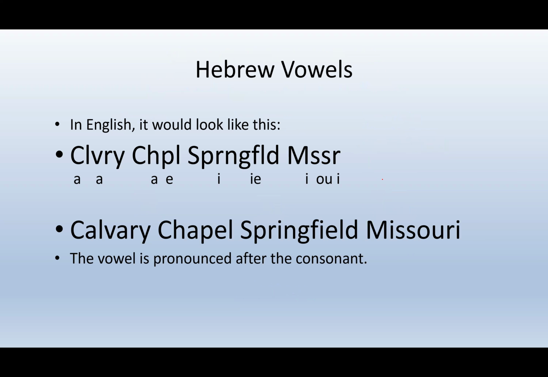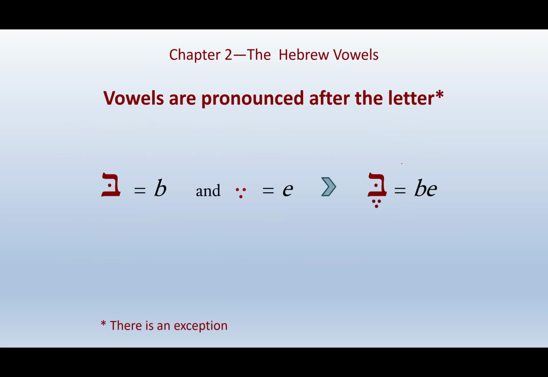So in English, we would do something similarly. We'd have Calvary Chapel, Springfield, Missouri. We get the consonant, then vowel, then Cal. That's right. Calvary Chapel. We'd read it like that. That's kind of the way it works. Calvary Chapel, Springfield, Missouri. And again, if you were looking at this, you would have figured out pretty easily it meant Calvary Chapel, Springfield, Missouri. The vowel is pronounced after the consonant. All right. Vowels are pronounced after the letter.